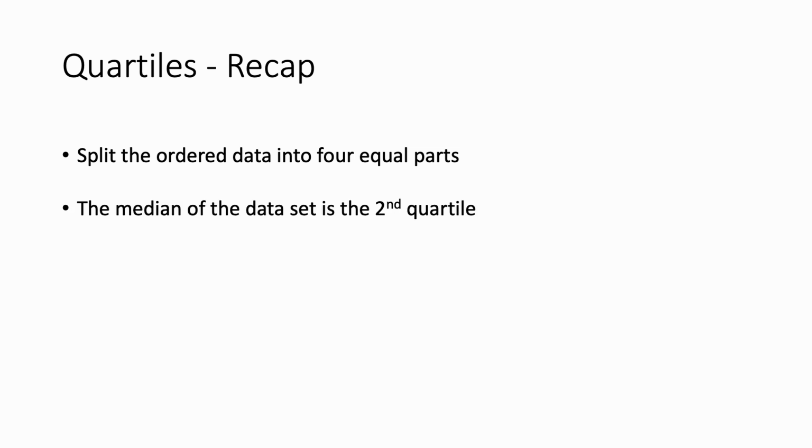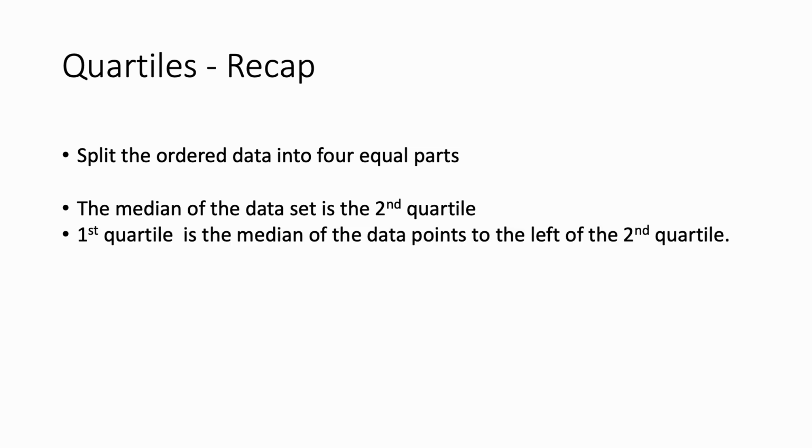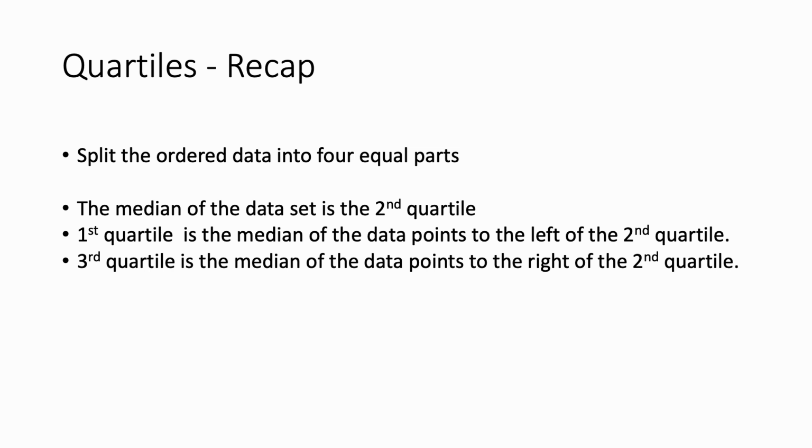So to recap what we've just learned, the quartiles split the data into 4 equal parts. First of all, we take the median value, which splits the entire data set into 2 equal parts, and hence it is called Q2, or the second quartile. Median of the data to the left of Q2 is called Q1, or the first quartile, whereas median of the data to the right of Q2 is called Q3, or the third quartile.